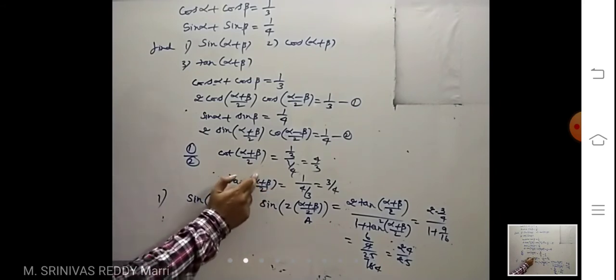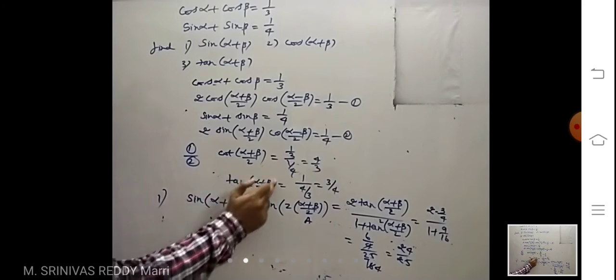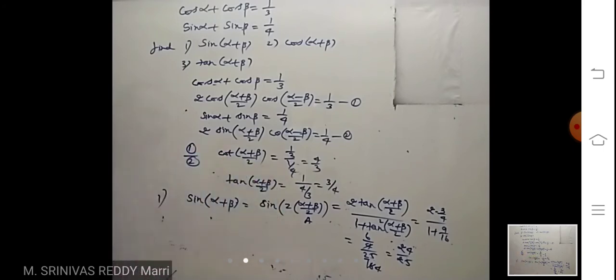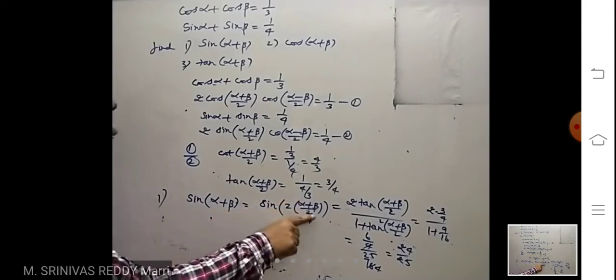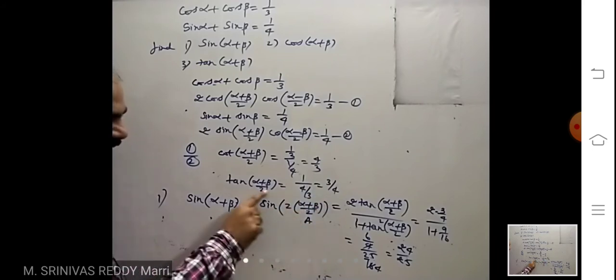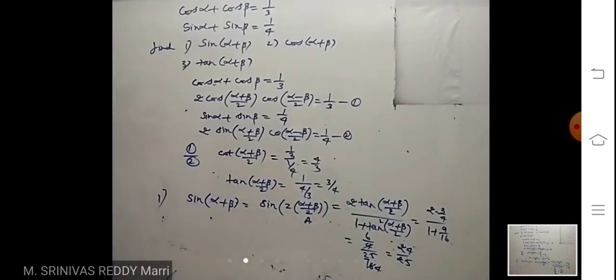Here tan A is known, where A is (alpha plus beta) by 2, but you want alpha plus beta. That means I have written this as sin of 2A, and you have to calculate sin 2A. Sin 2A is nothing but 2 tan A divided by 1 plus tan square A, the basic model.